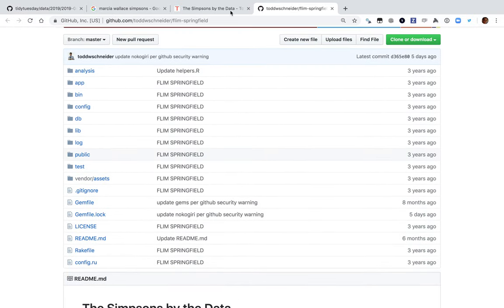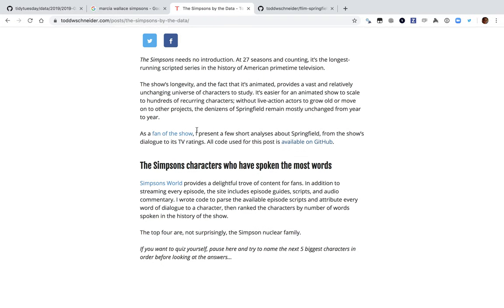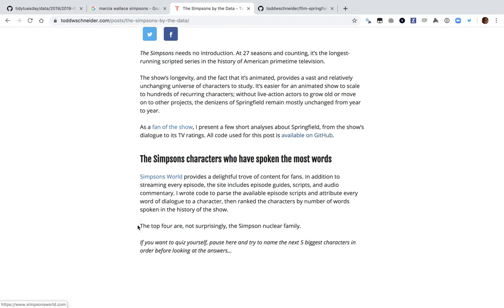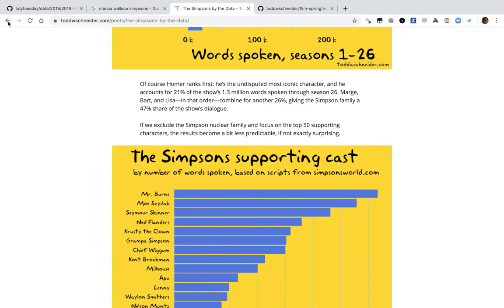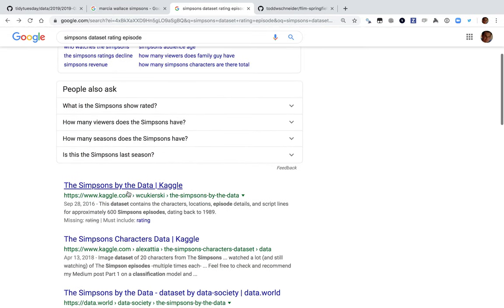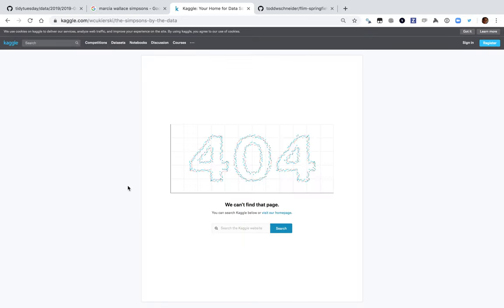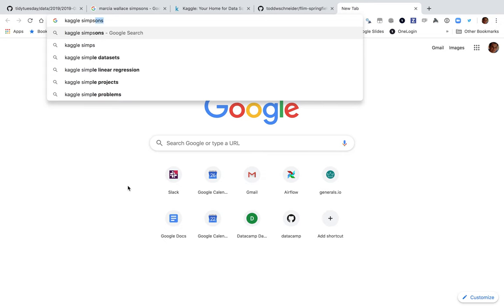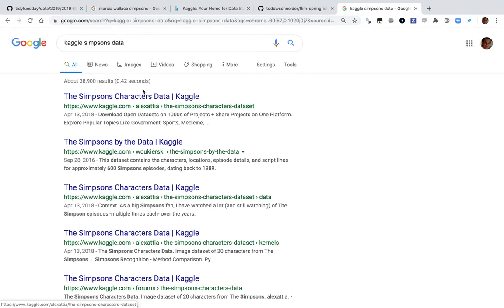Nah, I don't want to look from it here. I want to look at the data. I want to look at a data set. Aha. Nope. Maybe it was removed. I wouldn't be surprised if it was removed for copyright reasons.